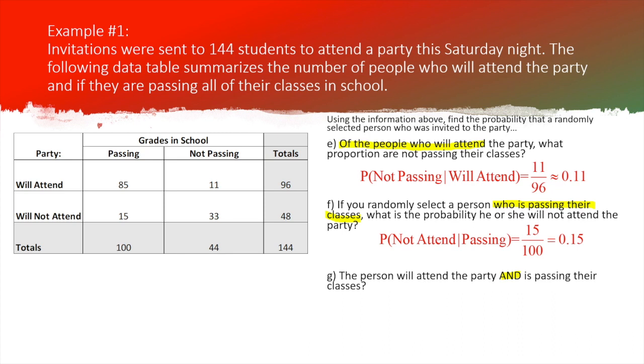So this is not a conditional problem. This is just a regular probability problem with the "and." So remember, "and" is exclusive. They have to have both things. They have to be attending the party and passing their classes. So in this case, you're looking for the intersection of attend and passing, which is up here. And then there's no condition, so you're talking about out of all the people who were invited, so out of 144 people. So attend and passing would be 85 out of 144, or about 0.59.